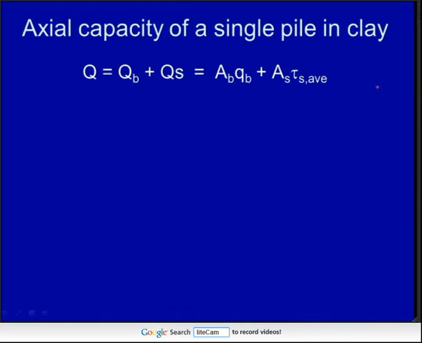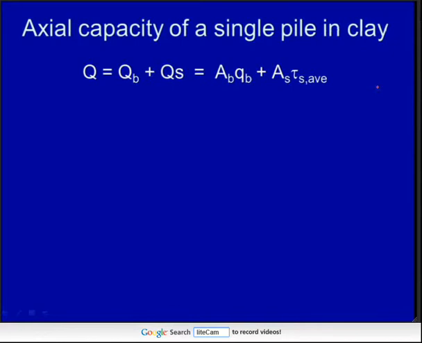We're saying that the capacity of a pile is made up of two components, base capacity plus shaft capacity. The base capacity is just the pressure, which is called QB, pressure on the base, times the area of the base. And the shaft capacity is the shear stress on the shaft averaged over the length of the shaft, because it may vary with depth. So we have to average it with depth and multiply it by the area there. Next time, we're going to talk about how we calculate that end bearing pressure on a pile, and we'll talk about how we calculate the shear stress on the shaft of a pile.